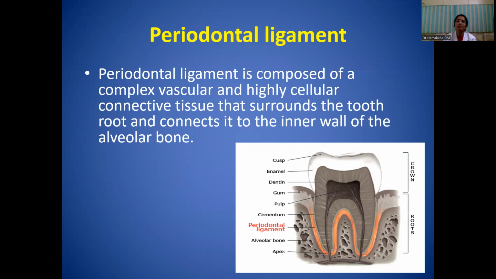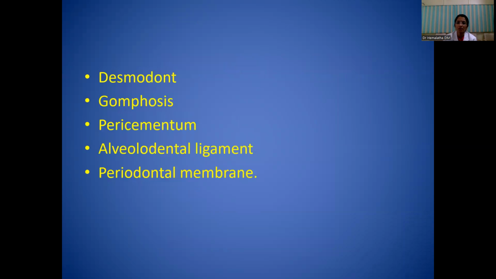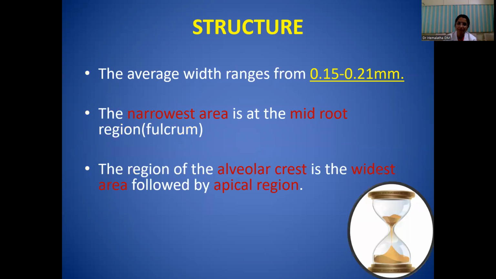Periodontal ligament is composed of a complex vascular and highly cellular connective tissue that surrounds the tooth root and connects it to the inner wall of the alveolar bone. It is also called the pericementum, alveolar dental ligament, and periodontal membrane.